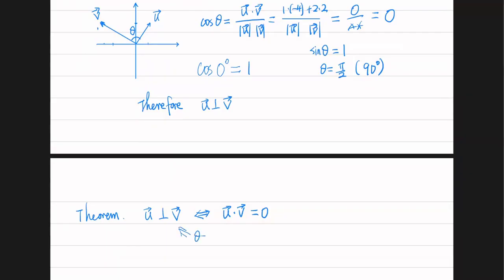Teacher, what is vector in Chinese? Okay, in Chinese, it's called 向量. Okay.